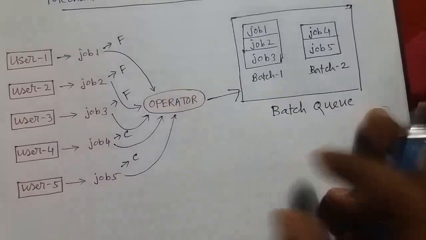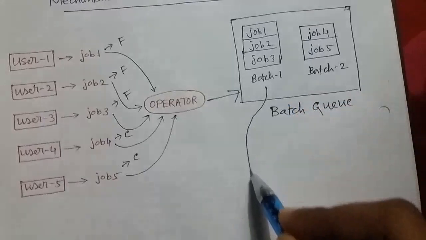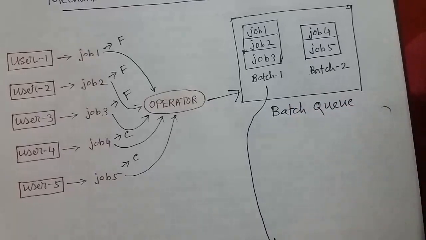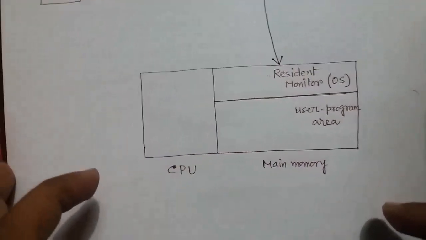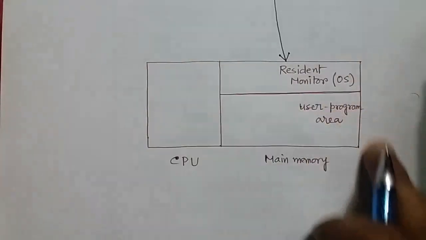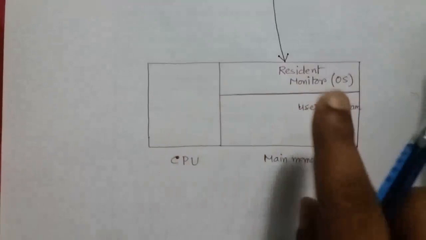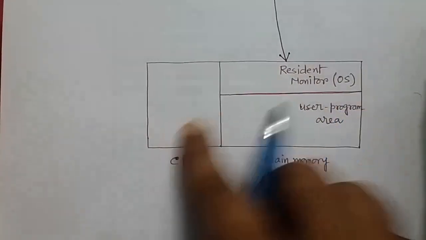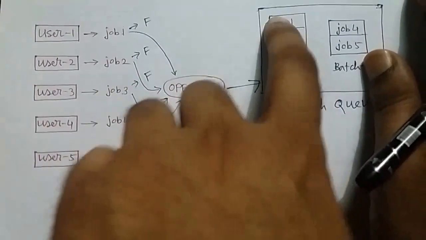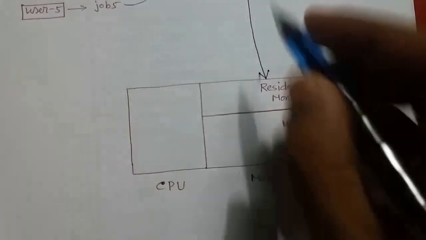Now from this batch queue, batch number 1 at first will be submitted to the computer by the operator. So this is the diagram of the computer. You can see that on the left hand side this portion is CPU and this portion is main memory. So the batch 1 is submitted to the computer for execution.